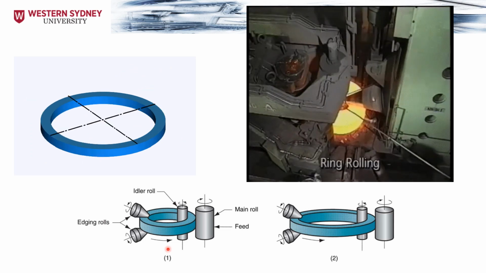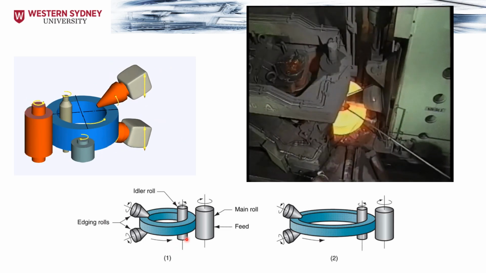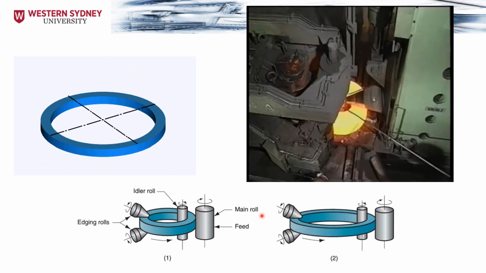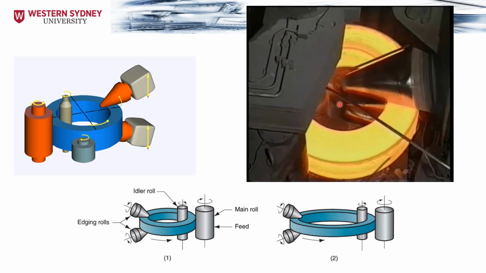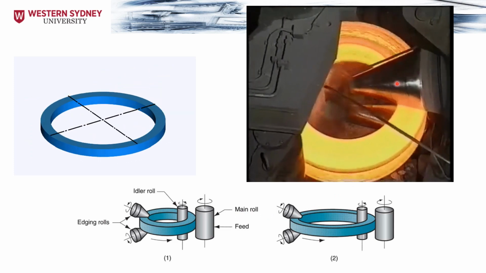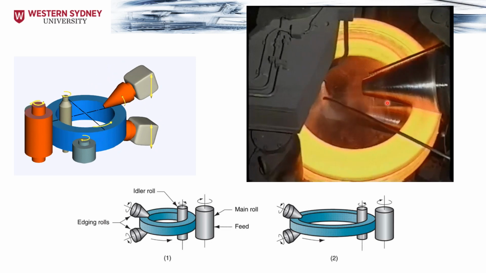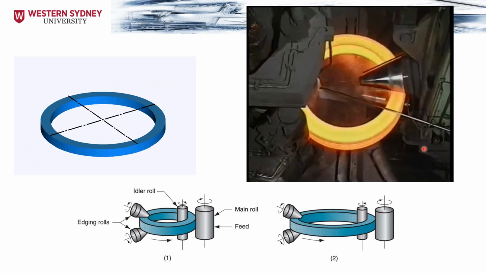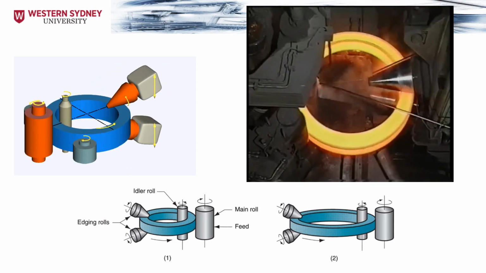So these are some of the examples for the rolling case. So you can see we're going to have the table shape of the roller, which is going to cause the part to elongate and get thinner as we apply the forces.